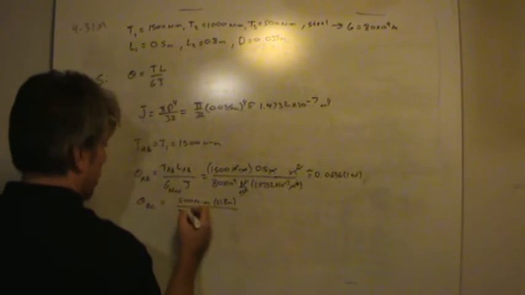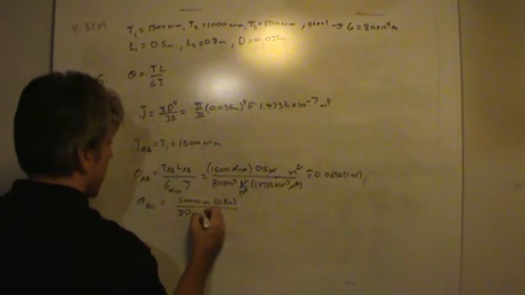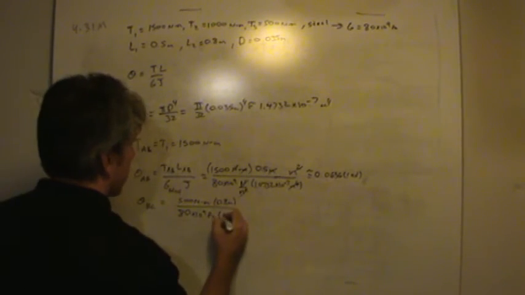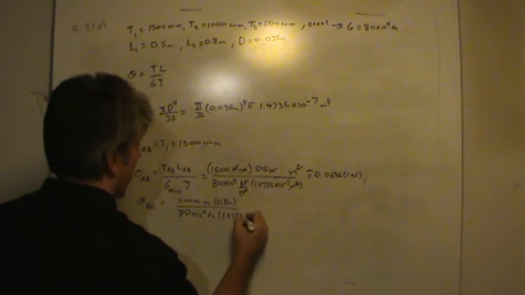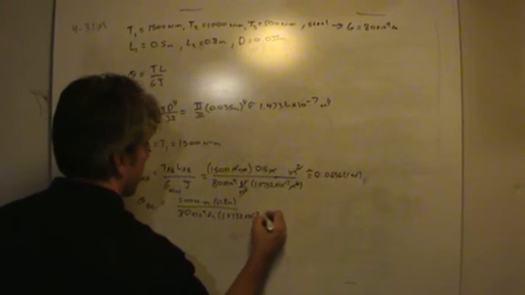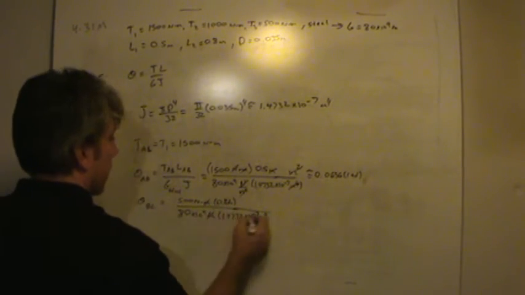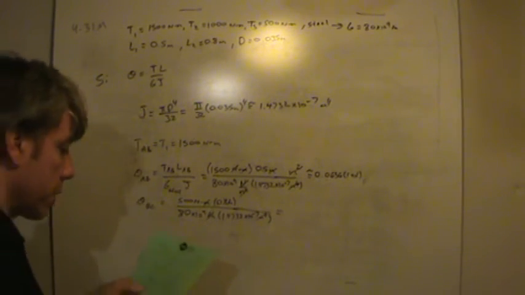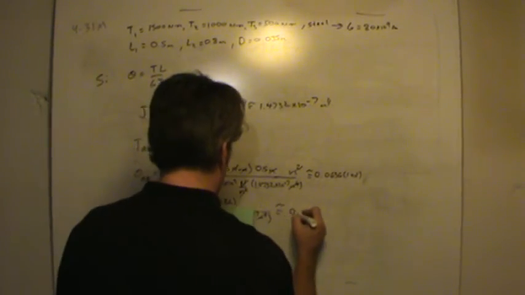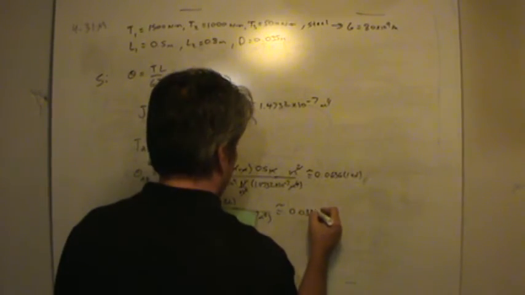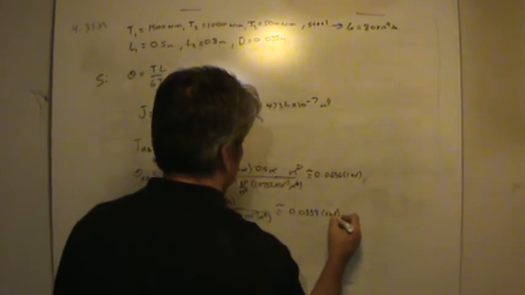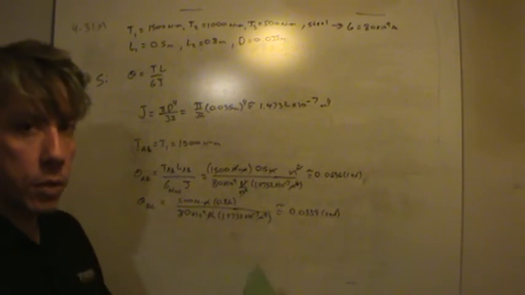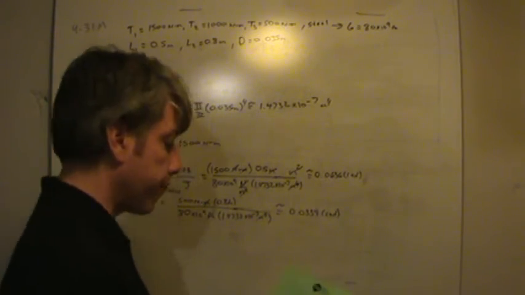The torsional modulus is 80 times 10 to the 9th pascals, and then finally J is the same throughout the shaft, so 1.4732 times 10 to the negative 7th meters to the 4th. Of course, the units go away like they did before. They would have to, and we'll end up with radians. So this comes out to about 0.0339 radians. Okay, now notice these are relative angles. These are the angles between those two points on the shaft.